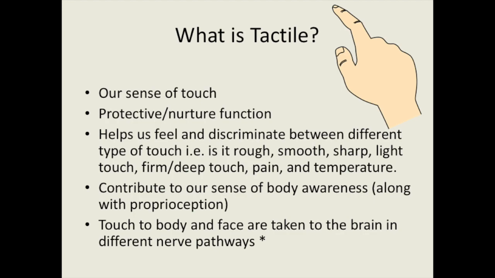It's important to note that touch to body and face are taken to the brain in different nerve pathways. This may explain why a child may bump into a table and may not be aware, but when you try to wash them or wipe their face clean, all hell breaks loose.